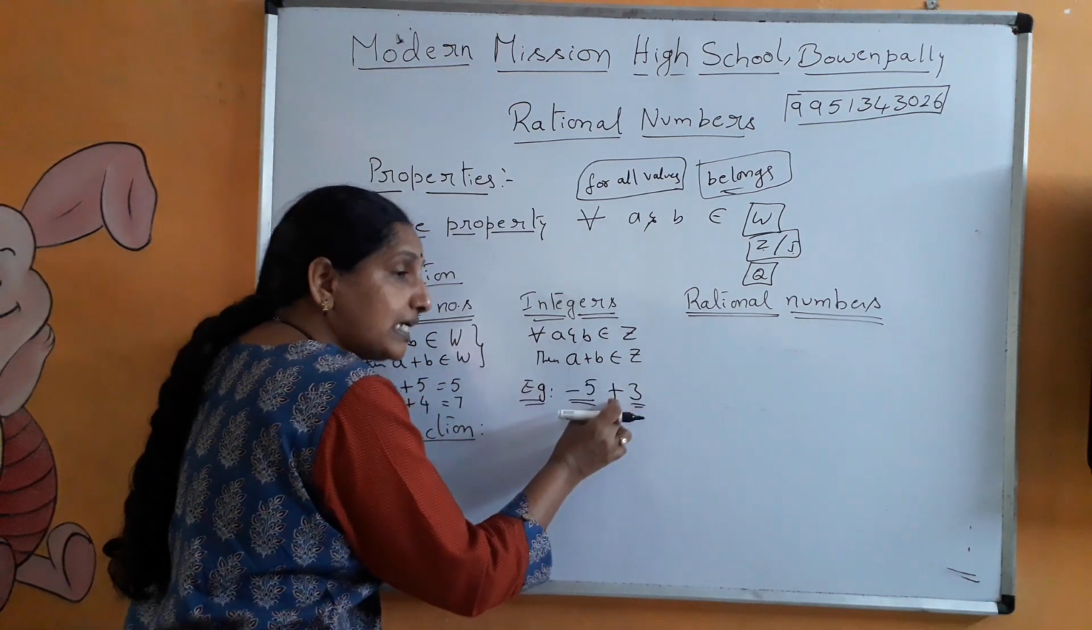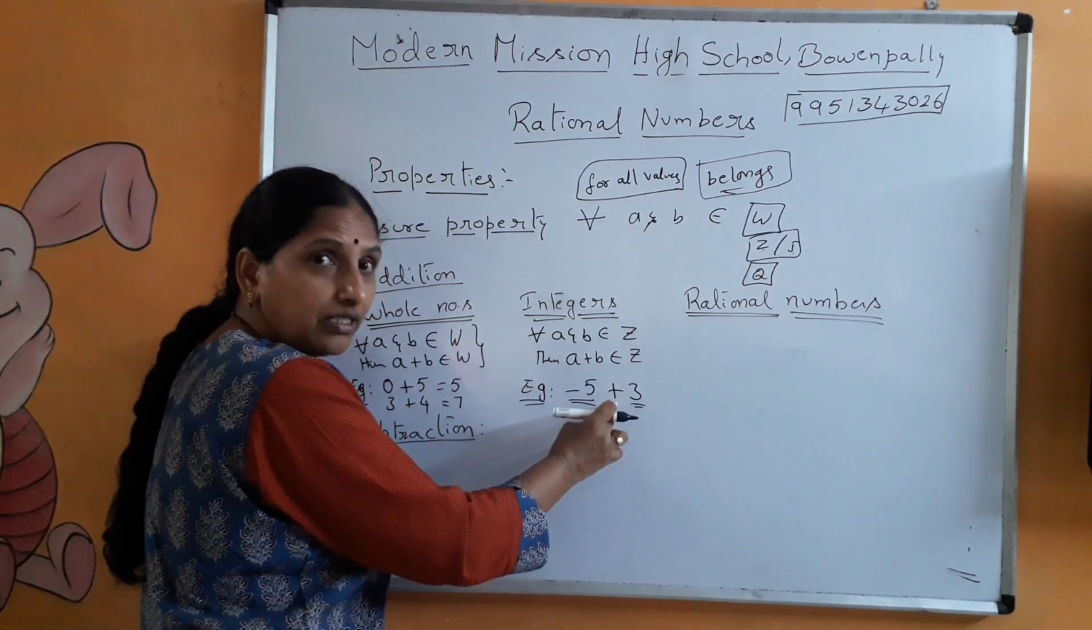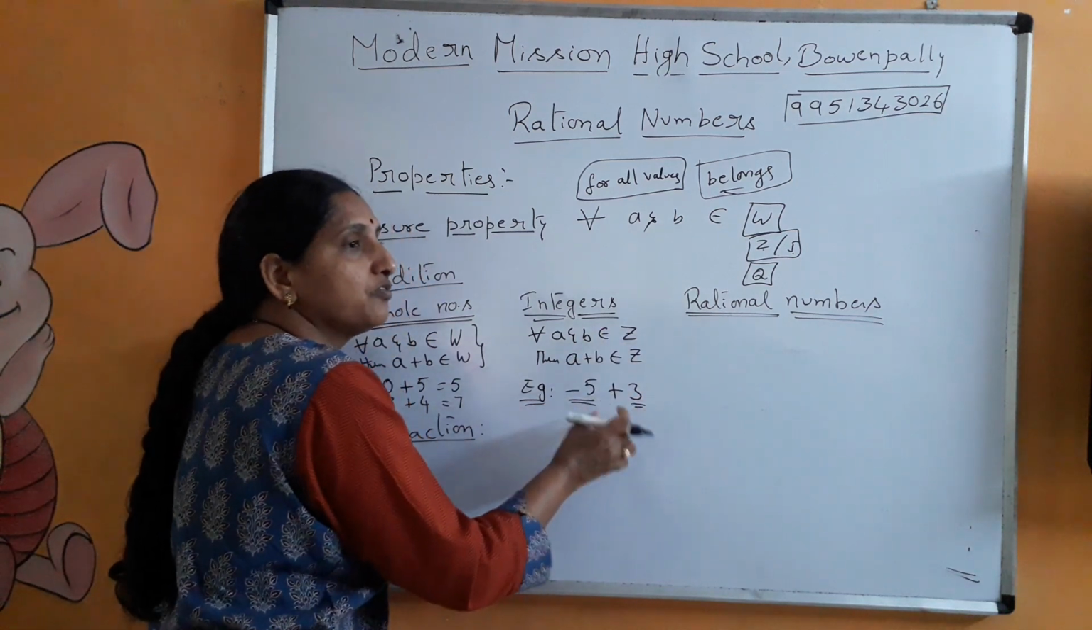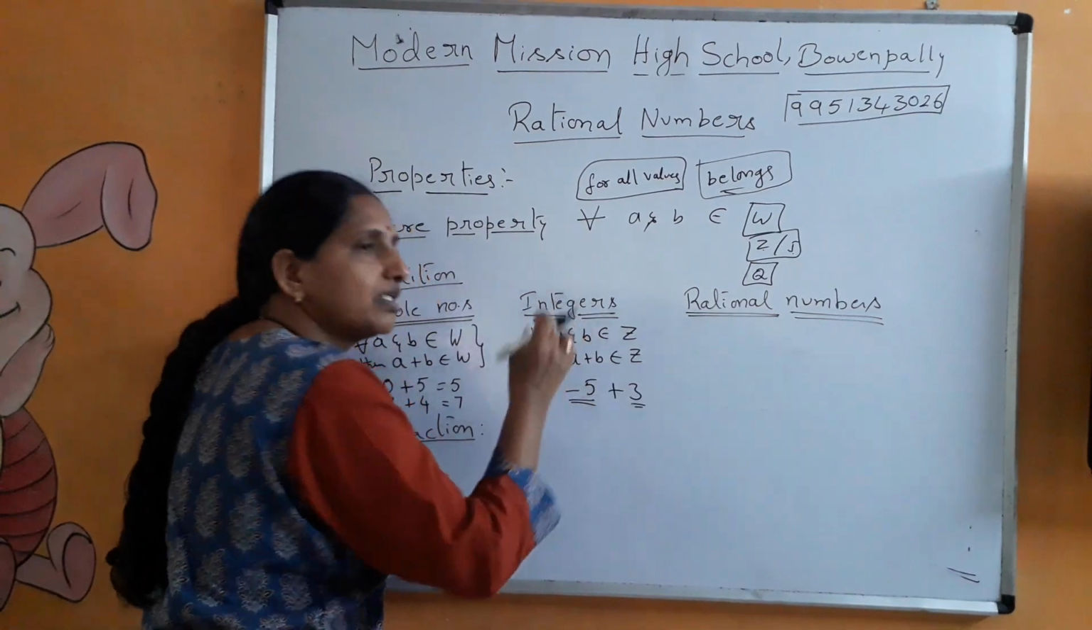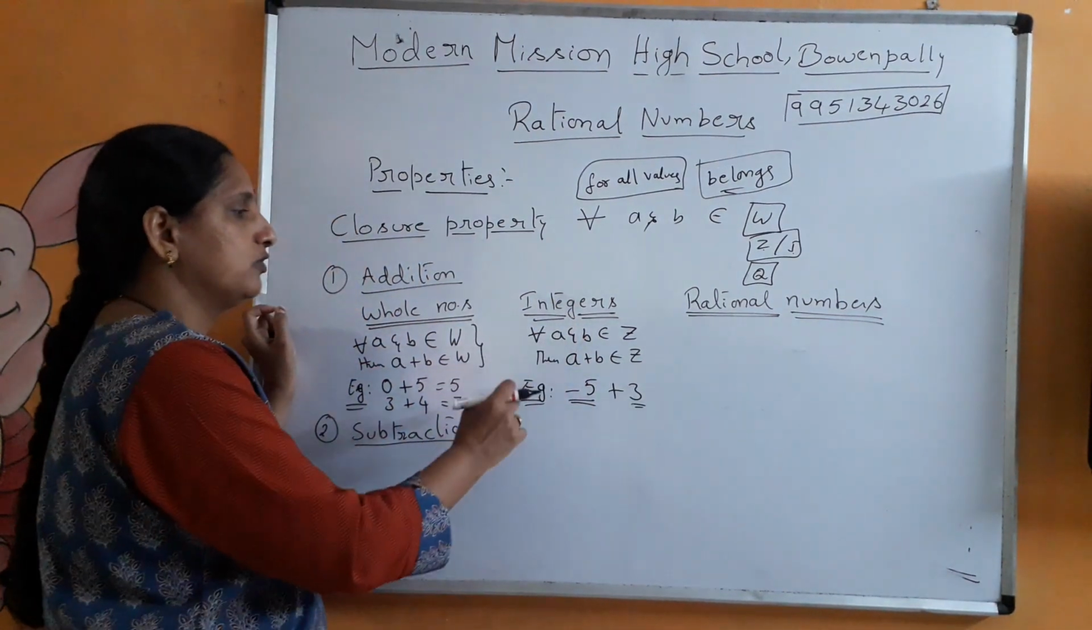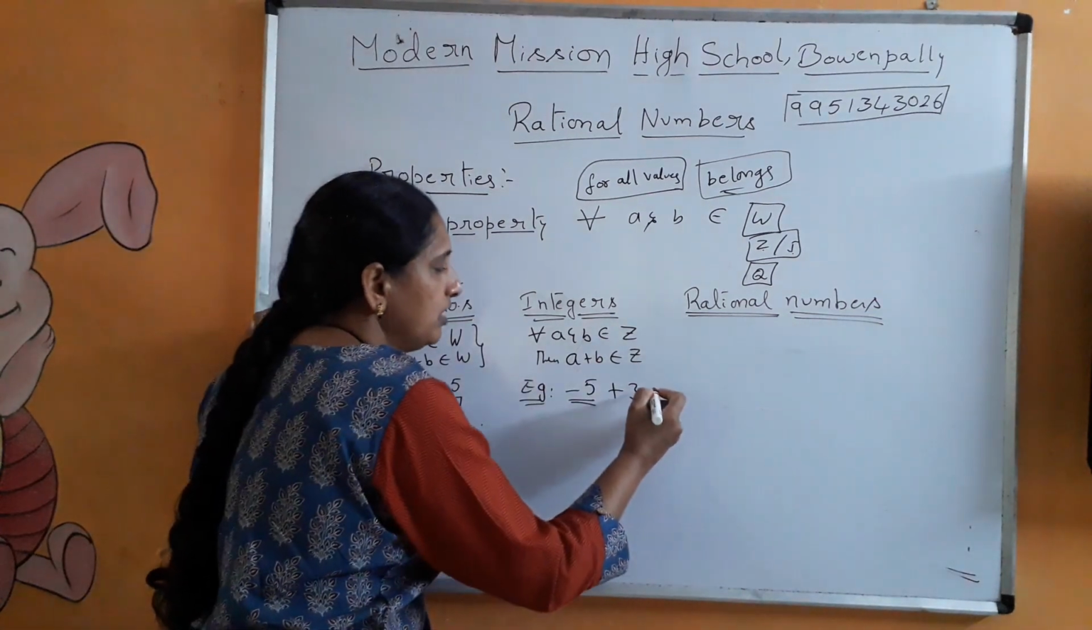This plus takes the form of the operator. You are operating on two numbers. You are doing something with two numbers. What are you doing? That something is addition. Clear? Clear, children? Right. So -5 plus 3. What is the result?